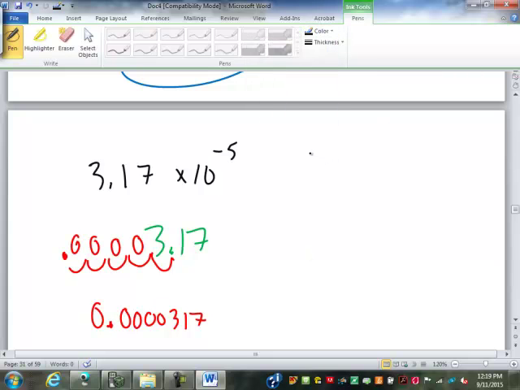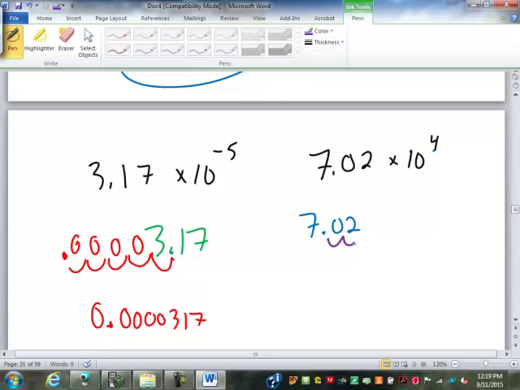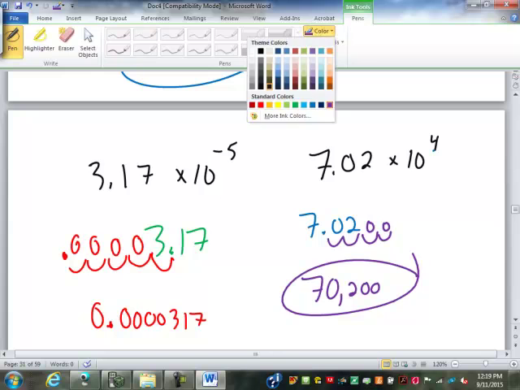Or I might have 7.02 times 10 to the 4th. Again, my decimal point's got to move 4 spots. It's a positive power, so this number is a big number. So I have to move the decimal point 4 spots to make it bigger. 1, 2, add a 0, 3, add another 0, 4. 70,200 is what that represents. Any questions?